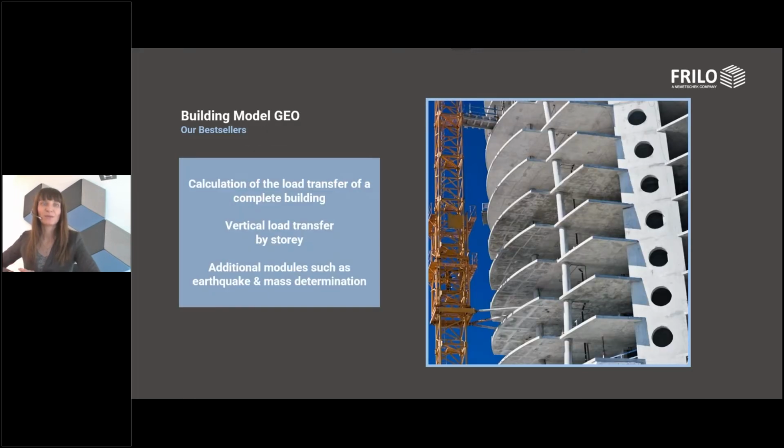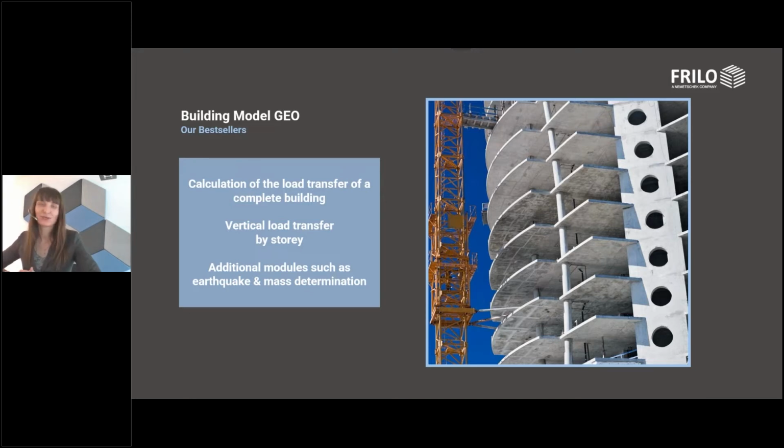These are only several functions of this program. The next one is the building model Geo. It is a comprehensive program that allows you to distribute the characteristic loads over the entire building. Such building can either be entered manually or can be imported into the program interface out of the external models.